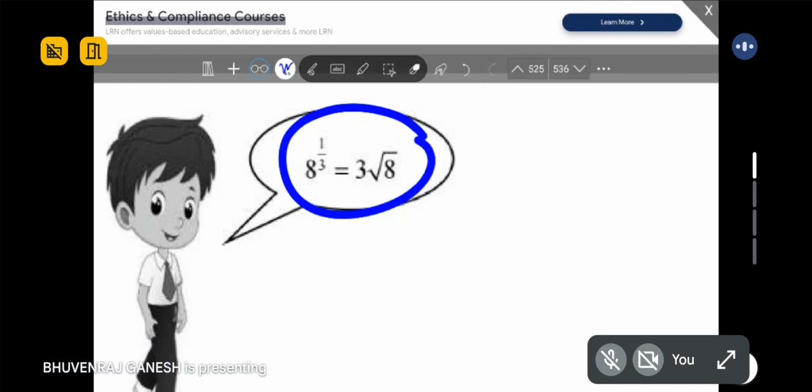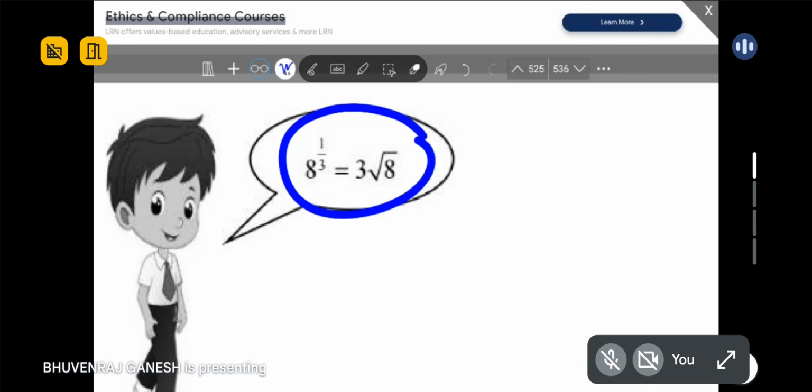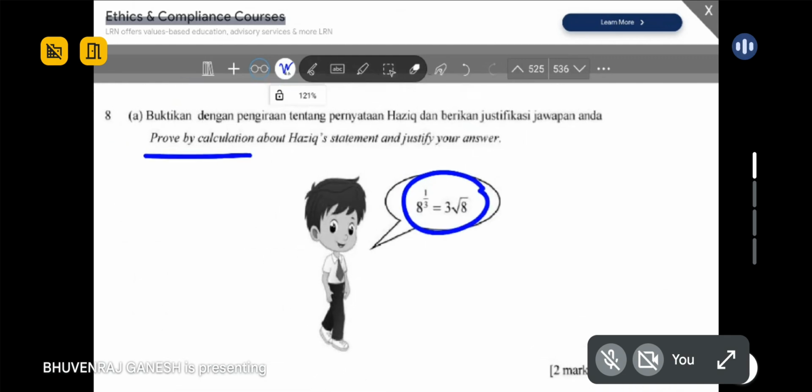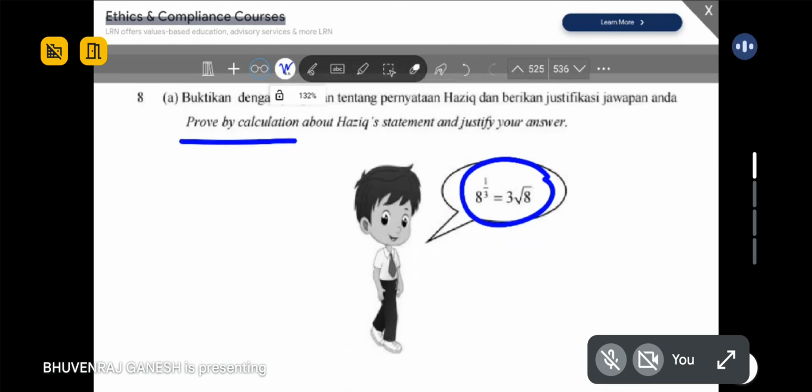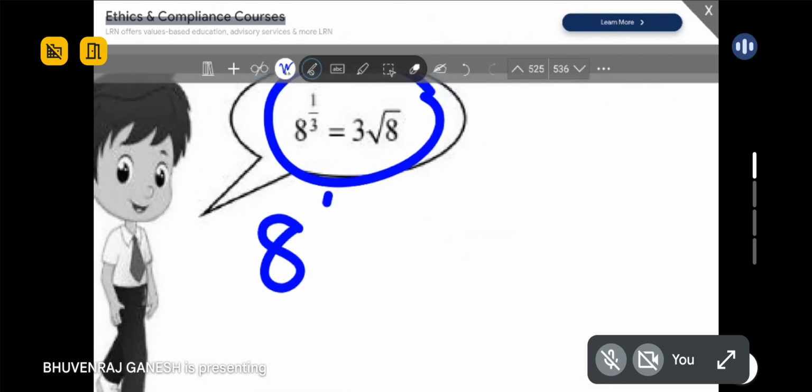Let (81 over 8) power 1 over 3 equal to x. Okay, then what do you do? What is your next step? Find the value of both of them and see whether they are equal or not. Okay, can. Yes, that is okay, can. It's a good concept also. So they ask you to prove by calculation. Oh, they want you to prove only. Very simple, yeah. You can do it like that because there is no specific requirement.